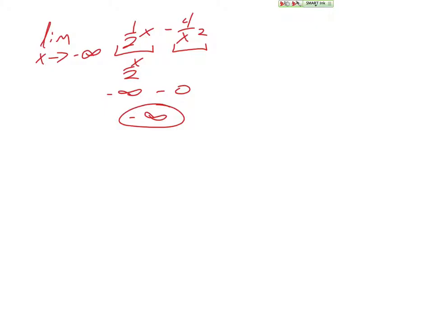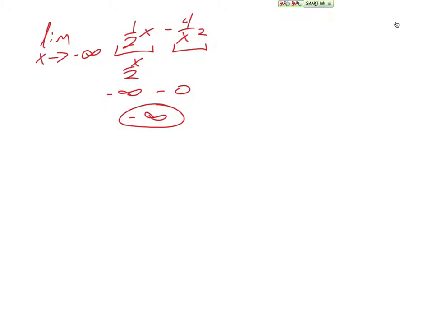Yes. Because there's no exponent, there's no variable in the bottom, the top has to be bigger. So if I were to graph this, what is this telling me about my graph? As I head out to the left, my graph should be going down. That's what this tells me.